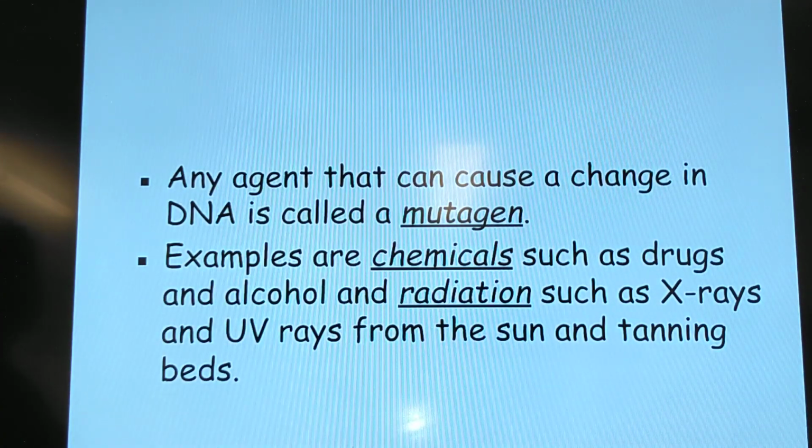Any agent that can cause a change in DNA is called a mutagen. Some examples are chemicals such as drugs and alcohol that can cause mutations. Radiation such as X-rays or even UV rays from the sun. UV rays from the sun cause genetic changes in skin cells that can lead to skin cancers. That's a mutation caused by the mutagen of UV rays, radiation from the sun, and from tanning beds.